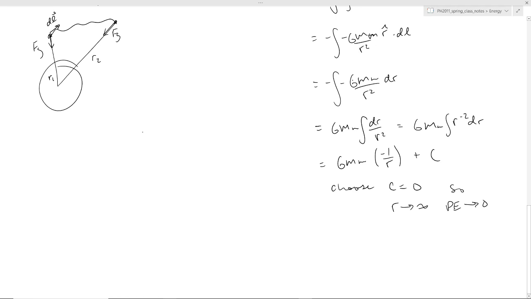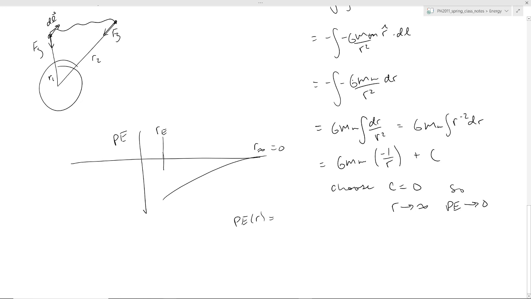And we had sort of a cartoon of this. It looks kind of like this. And you can't get smaller than the radius of the Earth, and r goes to 0, etc. So in any case, it's always negative. And so, just to summarize, the potential energy is negative GMm over r.